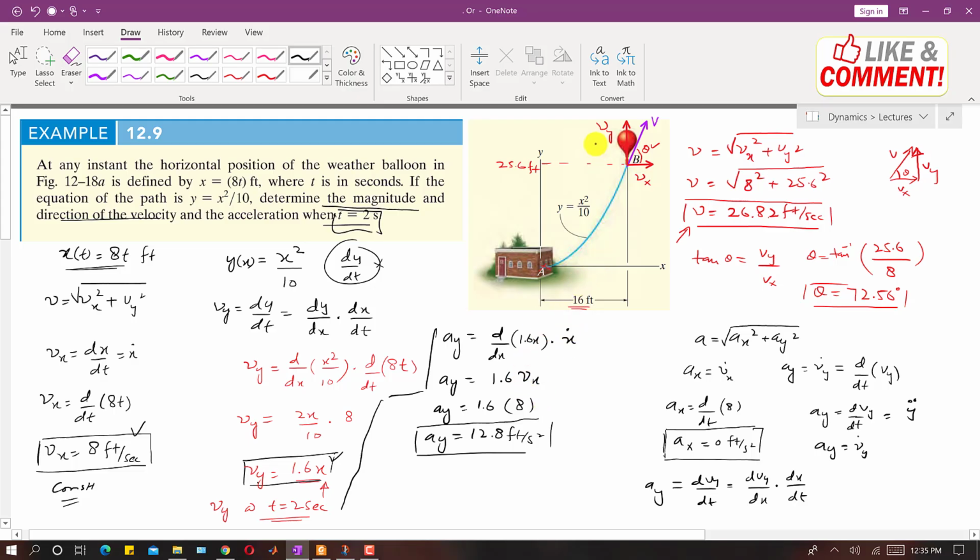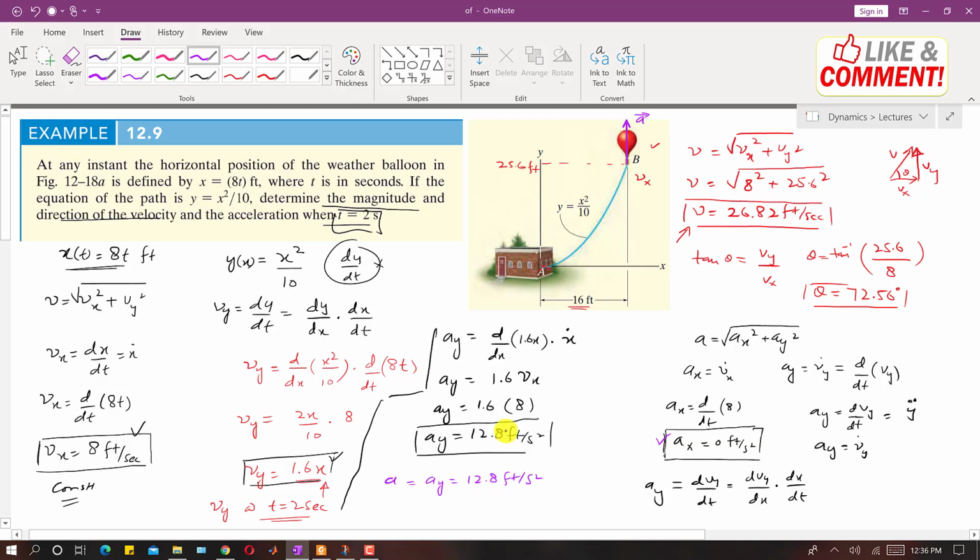Now if we draw the acceleration vector at this point B, so let me remove this, that acceleration is acting vertically upward, right? So this is the acceleration vector. The magnitude of the acceleration: ax is 0, so we are only left with ay squared, and the square root cancels out the square. So the acceleration is equal to ay, which is 12.8 feet per second squared.